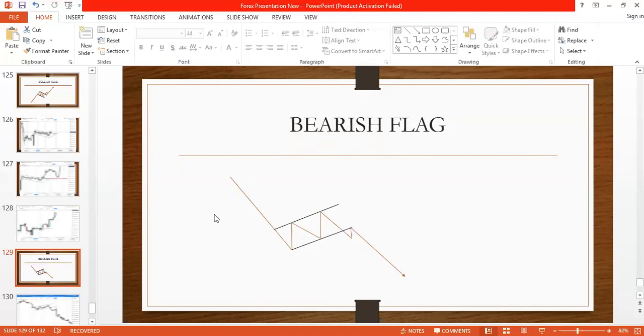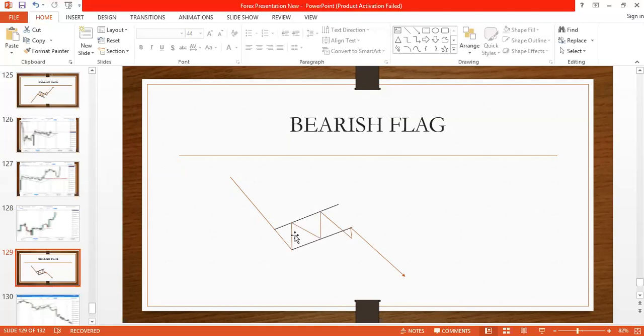So great, that's pretty much it. The same way I explained the previous bullish flag. Always make sure you have, for a bearish flag, a lower low and a lower high. So you can see the next high is lower than the previous high, and the next low is lower than the previous low.